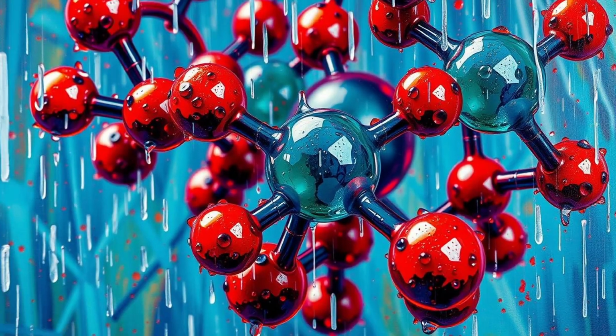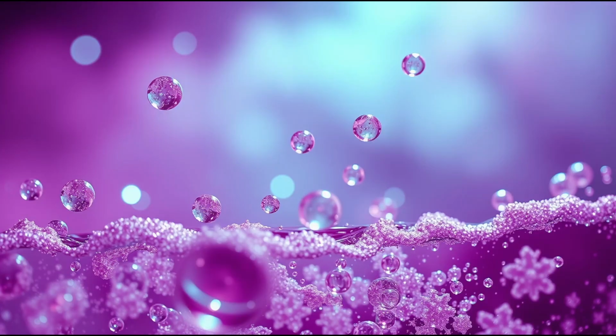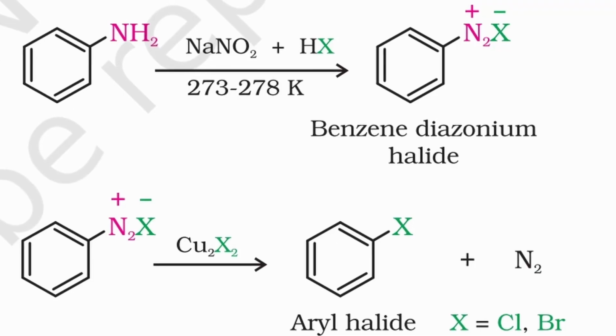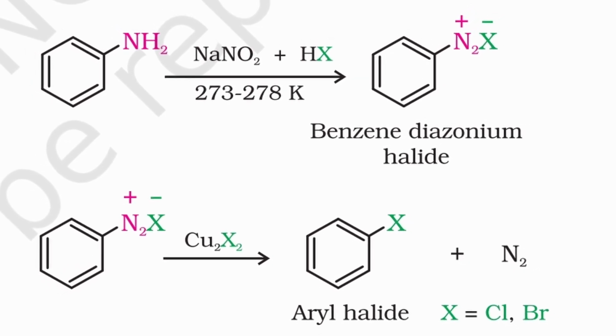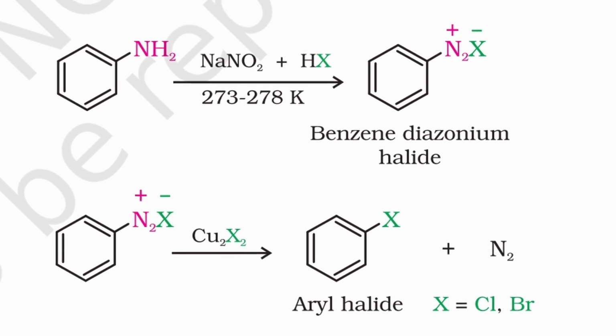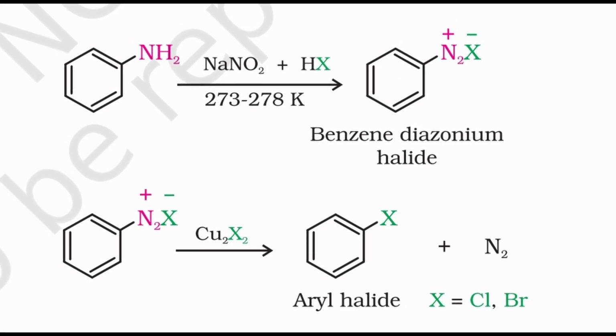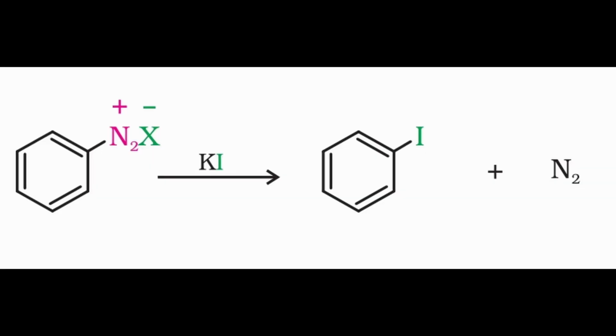In another method, a primary aromatic amine dissolved or suspended in cold aqueous mineral acid is treated with sodium nitrite. As a product, a diazonium salt is formed. Mixing the solution of freshly prepared diazonium salt with cuprous chloride or cuprous bromide results in the replacement of the diazonium group by Cl or Br.